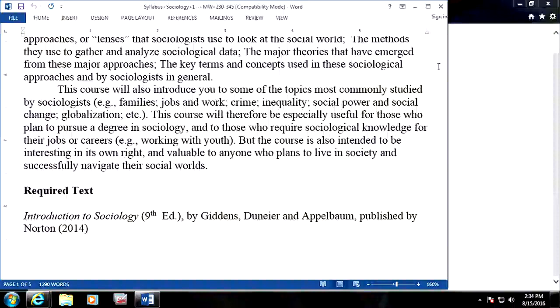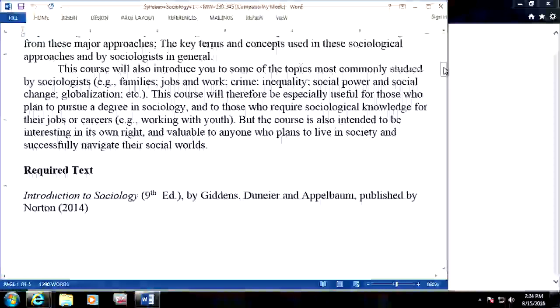But we'll try to give a more or less coherent answer to that question. What is sociology over the course of the semester? If you don't know yet, that's fine. Like I say, I have a PhD in sociology, meaning I've studied it quite a bit, and I can't always answer that question. What is sociology? So I don't expect you to be able to do it right off the bat.